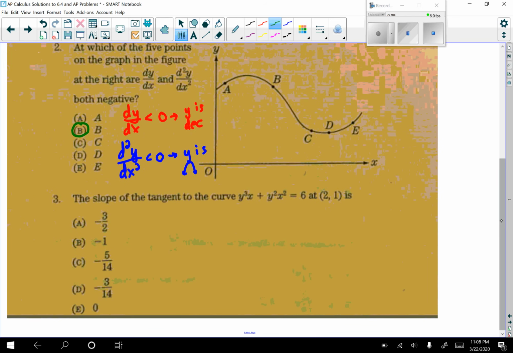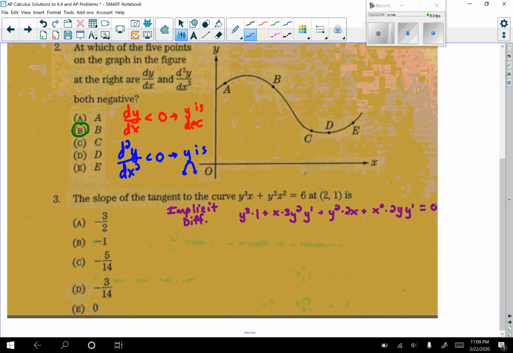All right, for 3, we have to use implicit differentiation carefully. And we want to evaluate y prime when we get to that part at (2, 1). So looking at this first, we have to use the product rule on this first term. Let's go with uv prime, so that becomes y cubed times 1 plus vu prime, so it's x times 3y squared, but then y prime. Our next term, y squared plus x squared: uv prime becomes y squared times 2x plus vu prime, so x squared times 2y, y prime, and then that's going to equal 0.